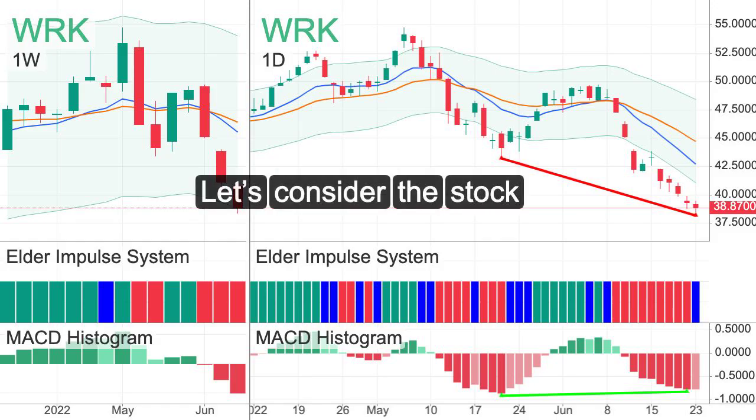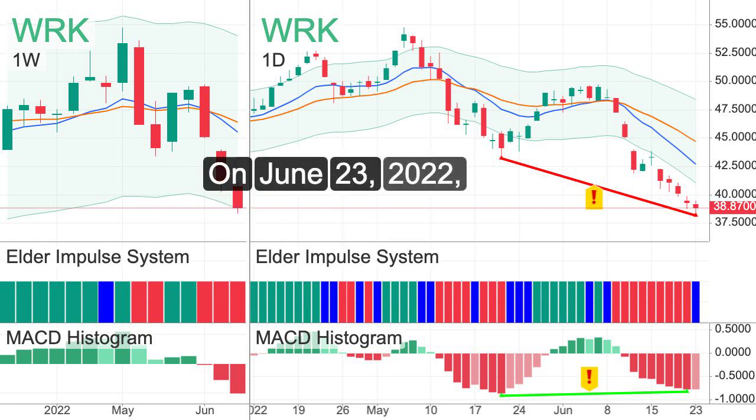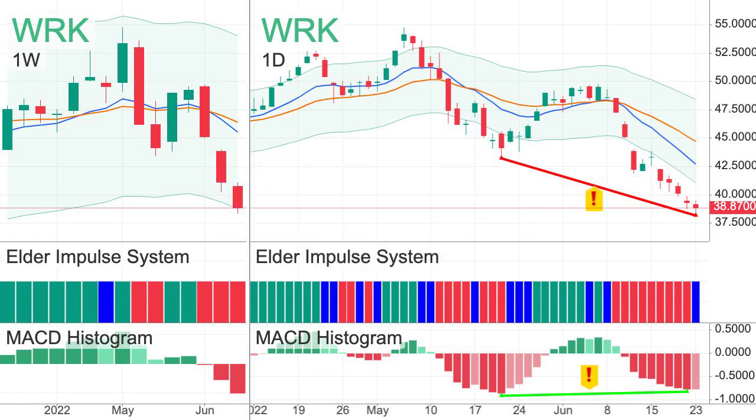Let's consider the stock of WestRock Company. On June 23, 2022, a bull divergence formed in a downtrend. This is a strong buy signal. There is a first light bar on the histogram. Are you ready to submit a buy order?